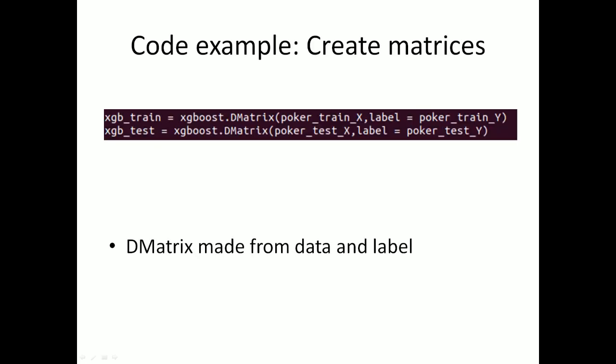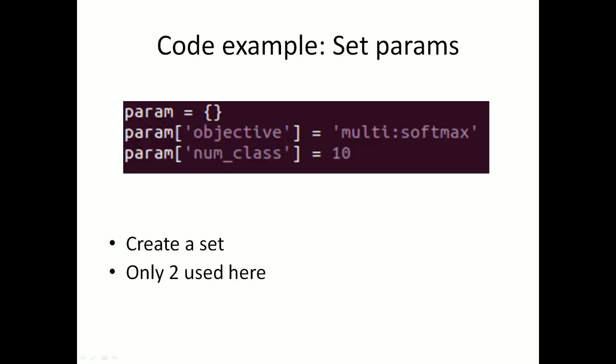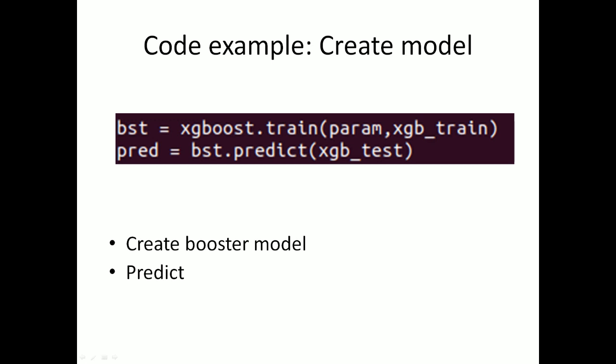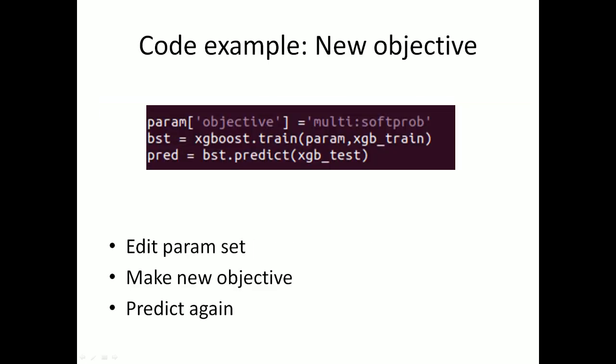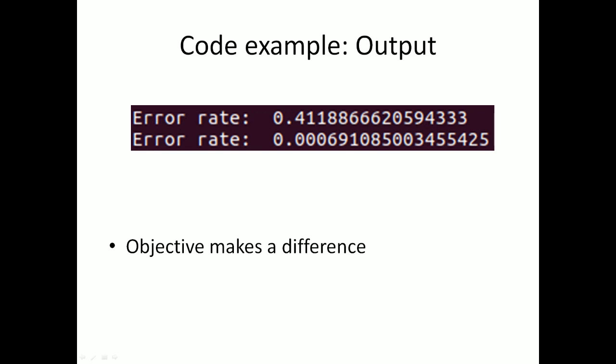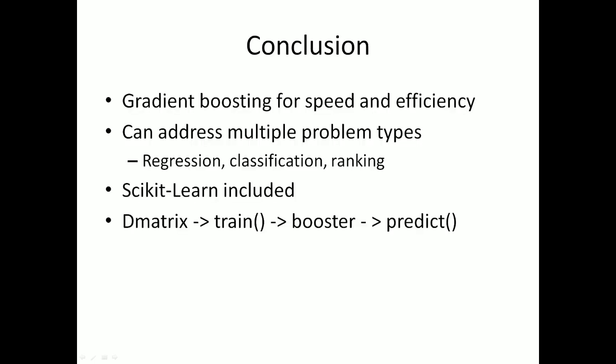And then for XGB train, we put them in DMatrix for both the train and test. Then we get the parameters list here, and you can see we're using multi because we're using multiple classification, with 10 classes total. Finally, we create a booster and make a prediction with that booster and print out the error. And then to test that, we actually use a different objective here and then make another prediction and print the error out again. And as you can see, the error does change with the objective, so choosing is important.